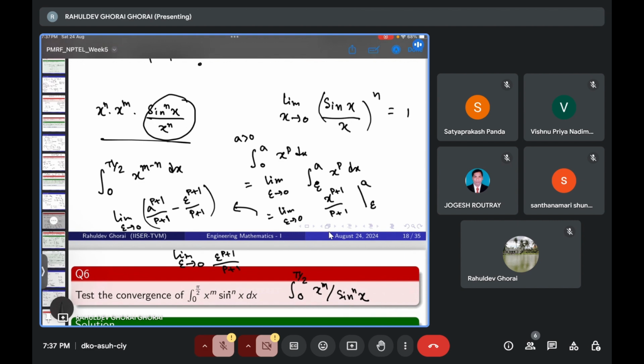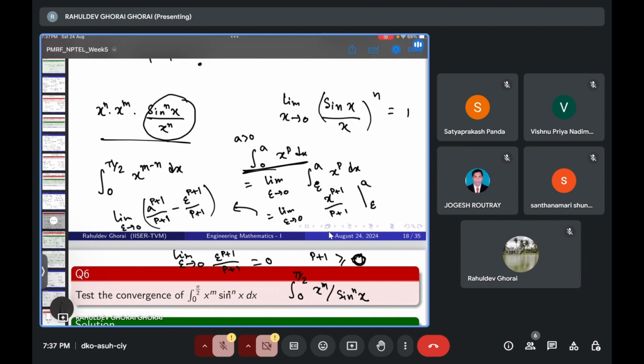So this will be 0 when p plus 1 is greater than or equal to 0. Equal to 0 also no problem, right? If p plus 1 is equal to 0, then also no problem. So p plus 1 has to be greater than or equal to 0 in order to show that the integral from 0 to a of x to the power p dx is convergent.